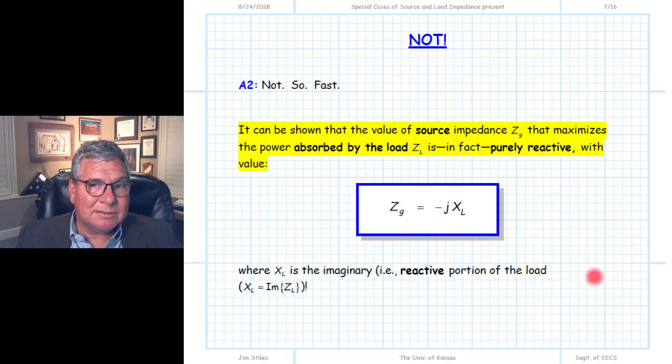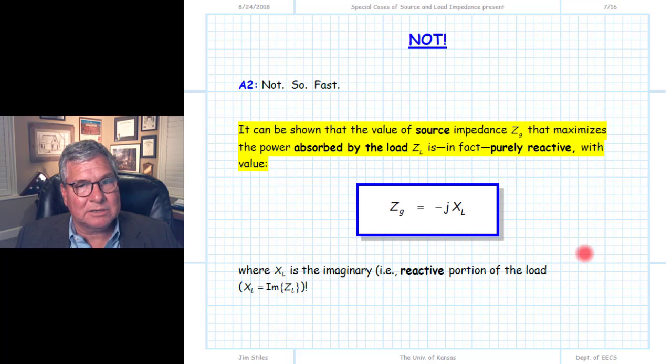But it turns out the solution for that second equation is not to set the source impedance equal to the complex conjugate of the load. Instead, what we want to do is set that source impedance to be equal to the opposite of the reactance of the load, a purely imaginary reactance. Notice the real part of this is equal to zero. A very different answer than the solution to the first question.